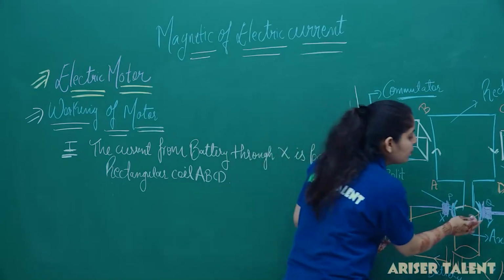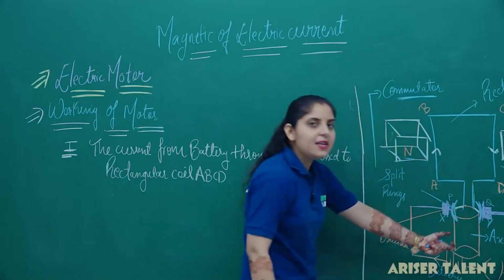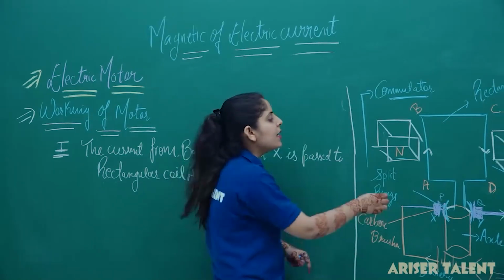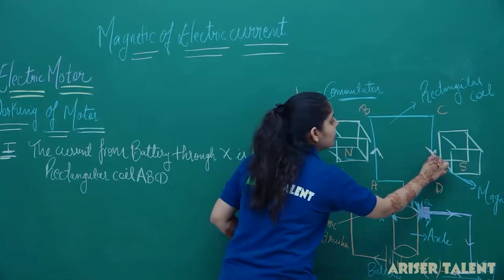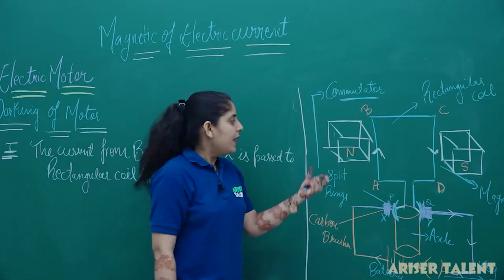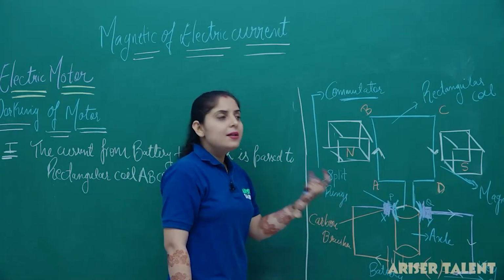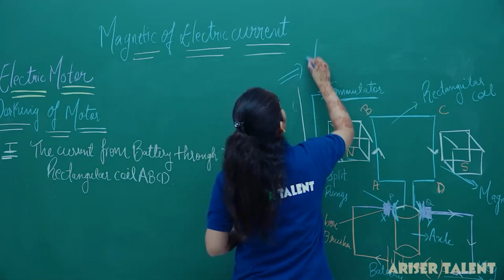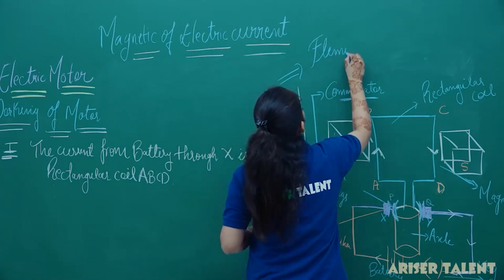And from where does it leave? It leaves from the carbon brush Y, and it is again coming to the battery that is placed here. Now, the direction of the current will be from A to B and C to D, and you can see that these directions are just opposite to each other, and it is in accordance with Fleming's left hand rule. So, which rule have we applied here? We have to use Fleming's left hand rule.